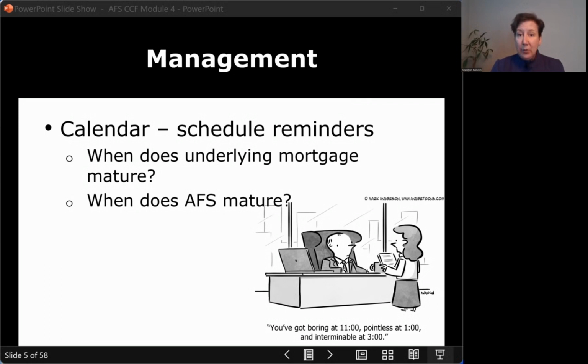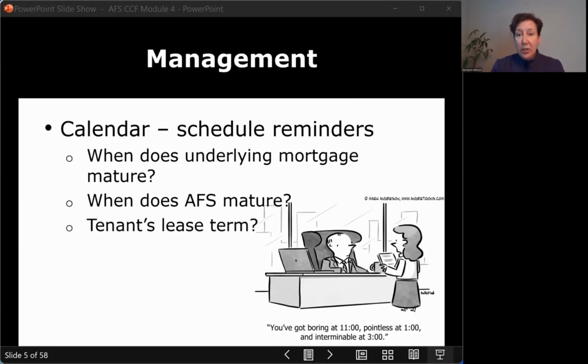When does the agreement for sale mature? Now, usually this matches with the underlying mortgage, but not always, because you may have chosen a 5-year variable mortgage, but your intention with the agreement for sale was for, say, a 2-year agreement for sale. So your agreement for sale document may have only been renewed for 2 years rather than 5. So sometimes they are different.